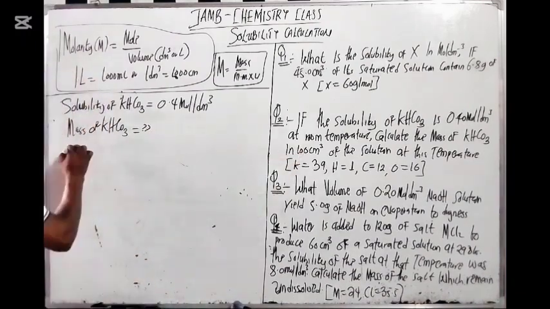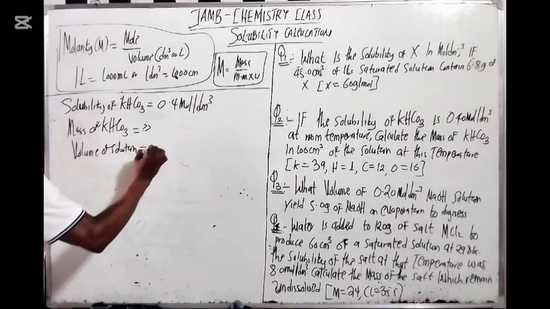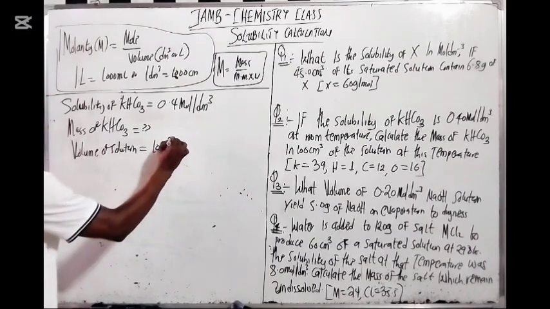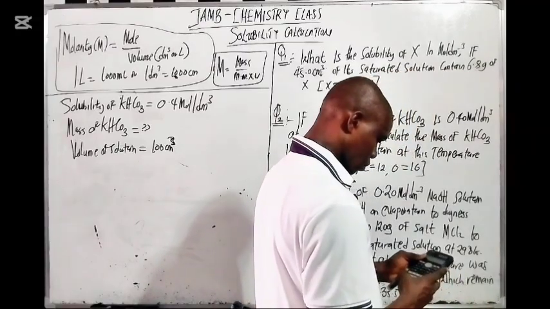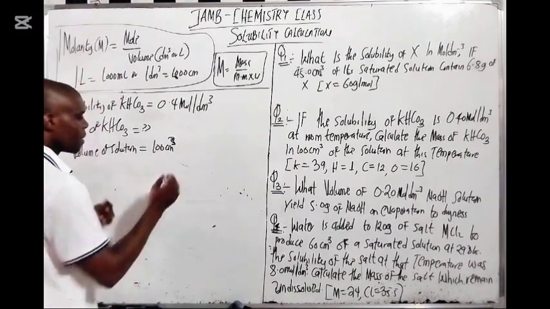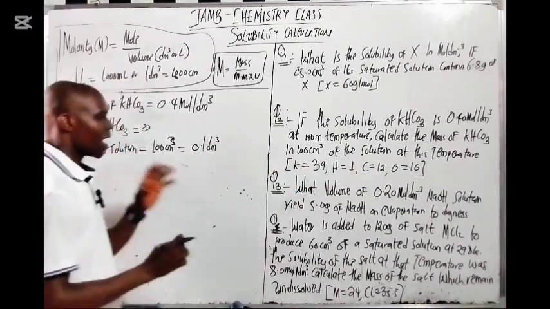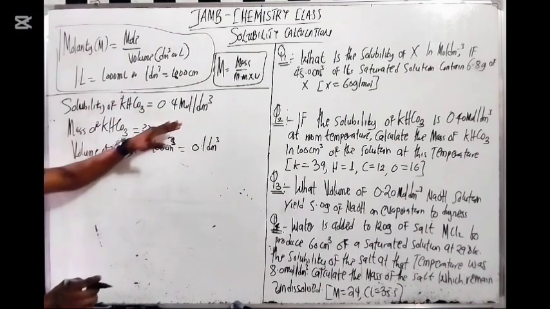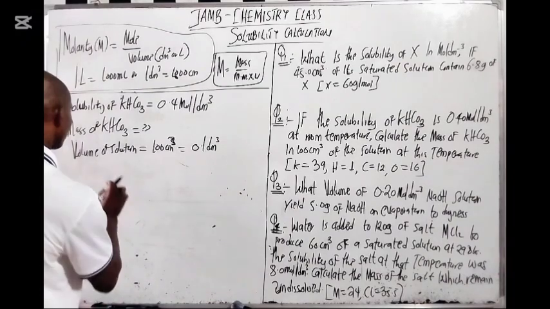Now the volume of solution is 100 cm³, right? Remember, you must convert cm³ to dm³. So when you divide by 1000, you have 0.1 dm³, right? Now, when I see molarity here, you must calculate the molar mass. When I say calculate mass, you must calculate the molar mass of the compound. So let's calculate the molar mass of this compound.